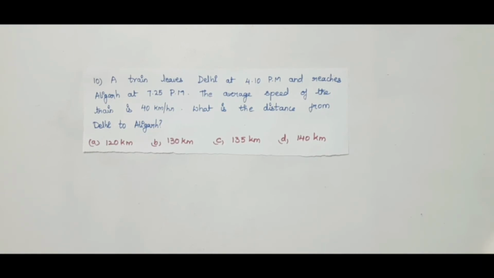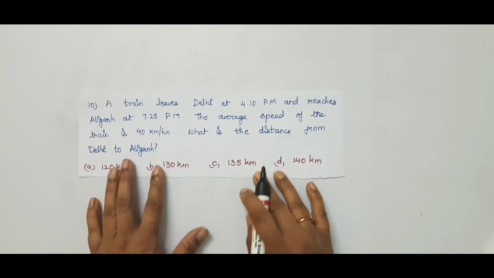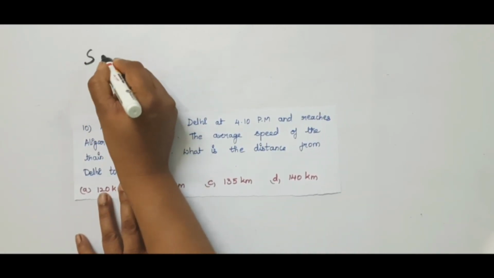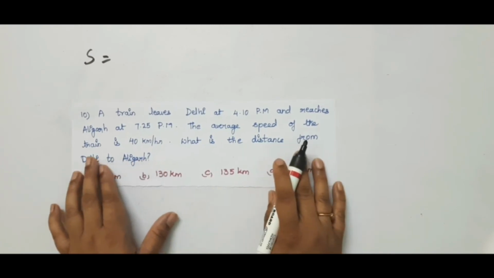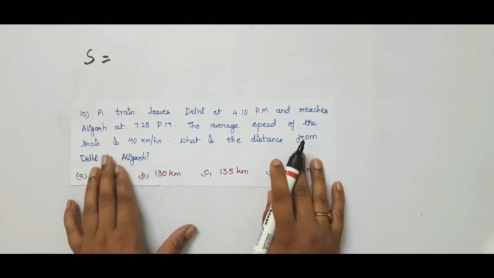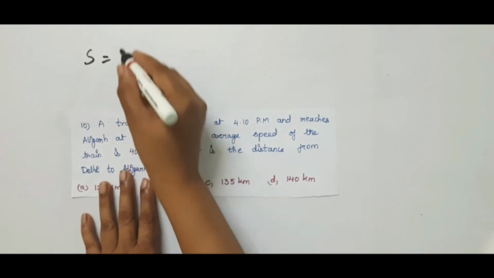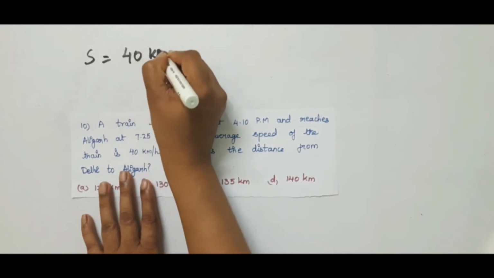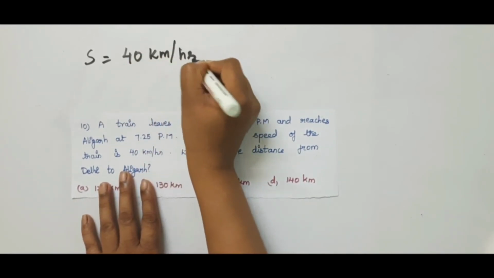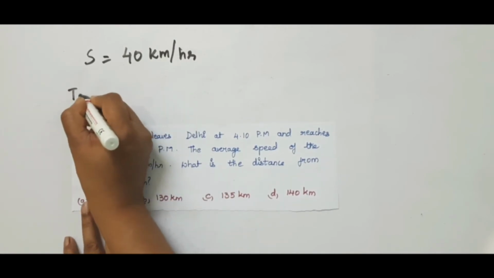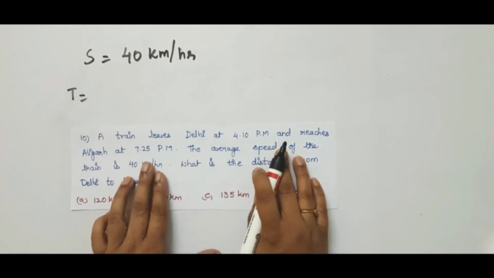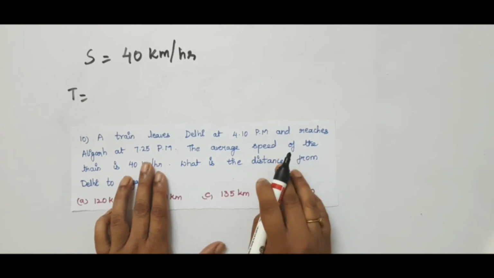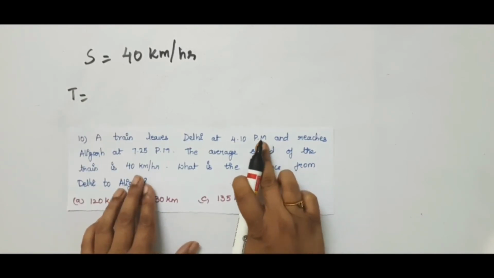So in this problem, he has given the average speed and the journey time, and asked for the distance. What is the speed they have given? The average speed is given for only one train, so this becomes the total speed. The speed of the train is 40 kilometers per hour. Now the time is given as, it starts at 4:10 p.m. and reaches at 7:25 p.m. Both are in p.m. only.